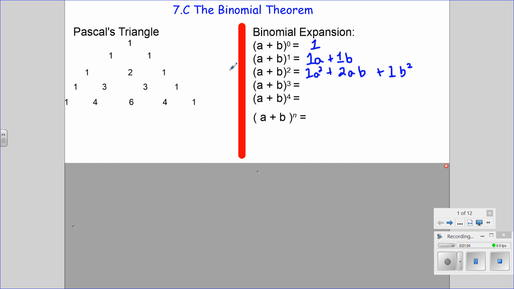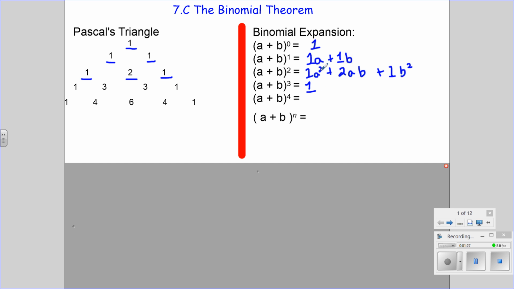So if we're already checking out our pattern here, we have 1 and 1. Both terms have a 1 as a coefficient, 1a plus 1b. Then 1, 2, 1. So 1a squared, 2ab plus 1b squared. And then we'll continue, so we should get 1.